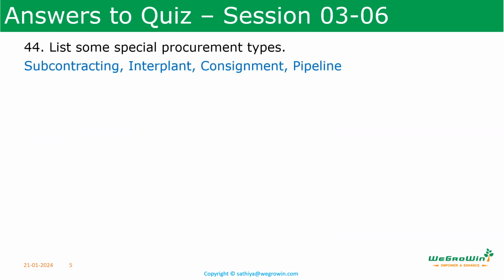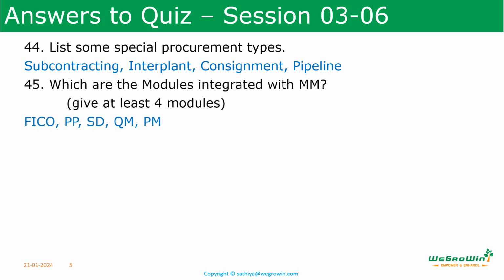So we discussed some various special procurement types. Here we asked for some examples of special procurement types. They are subcontracting process, interplant, consignment, pipeline. Which are the modules which are integrated with MM? We told, no, MM is mostly integrated with other modules. Some examples are FI, CO, PP, SD, QM, MM, PP, sorry.